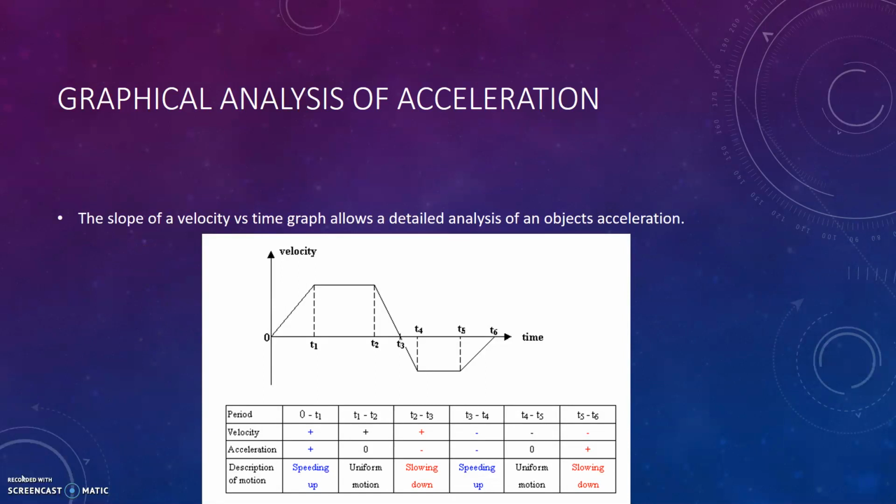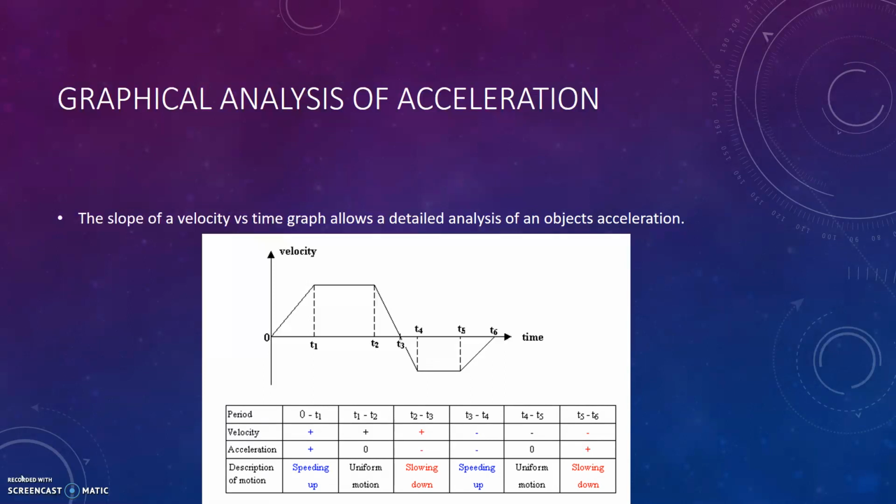Now we're going to jump into a little part of graphical analysis that deals with acceleration. So the slope of a velocity versus time graph allows a detailed analysis of an object's acceleration. As we can see from our graph and chart below, during our first period on the velocity versus time graph, we have an increasing slope. With an increasing slope, that tells us that the object's acceleration is speeding up.